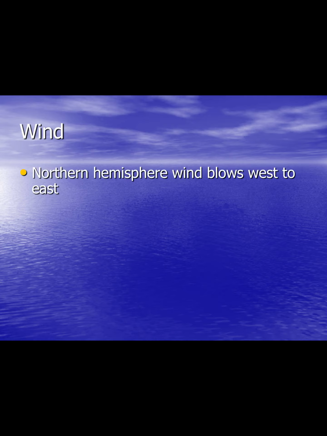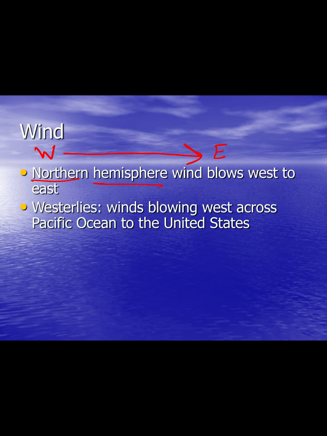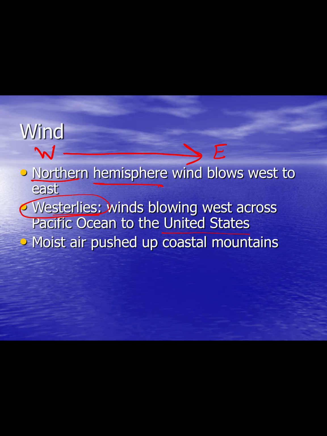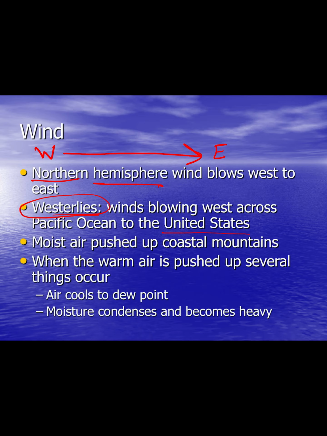So let's quickly talk about the wind. In the northern hemisphere, the wind blows from the west to the east. Okay? We call these westerlies. It blows from the west to the east across the United States. When that air hits our coastal mountains, it rises. It's pushed up over the top of the mountains. As that happens, it hits its dew point. It goes from a vapor to a liquid, right? And it becomes too heavy, and it falls in the form of rain.